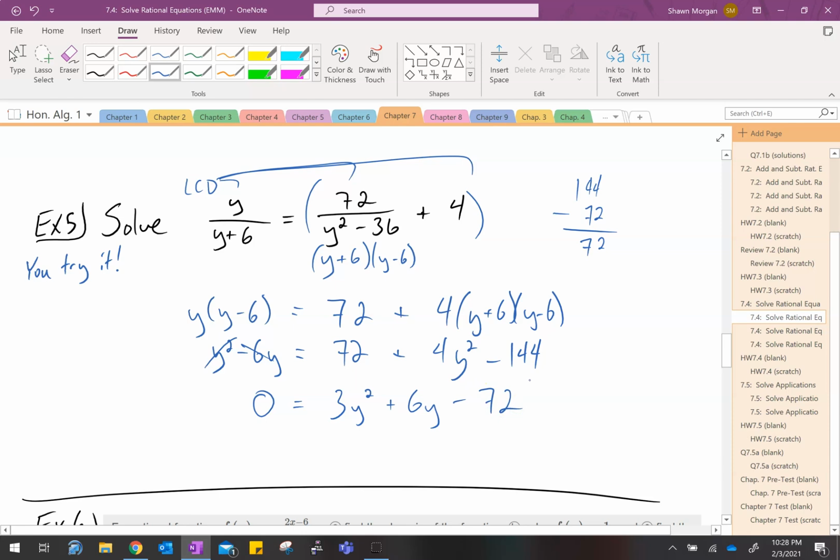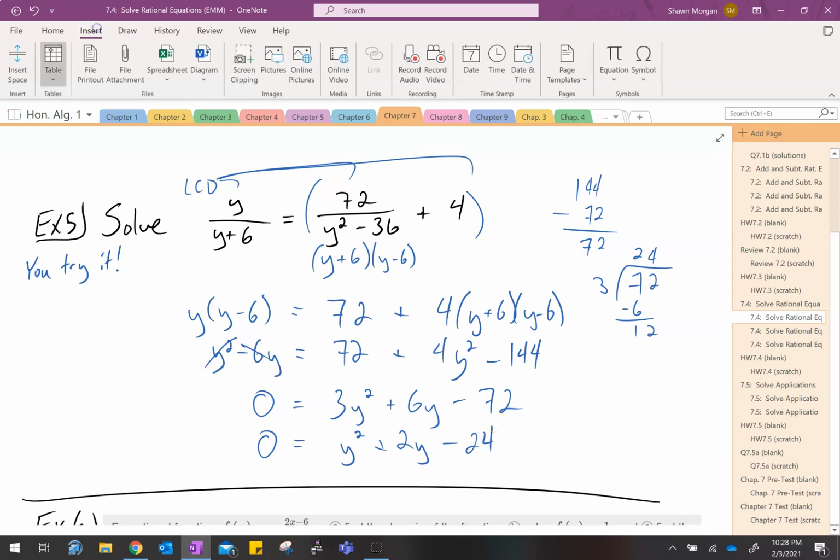Each of these is divisible by 3, so I can go ahead and take out a 3 to make the factoring a little bit easier. Y squared plus 2y. And then, let's see here. It's late in the day, and my mental arithmetic is just not there, fellas. So that's going to be minus 24. Let's give a little bit more space.